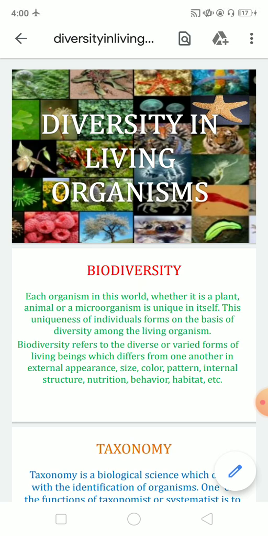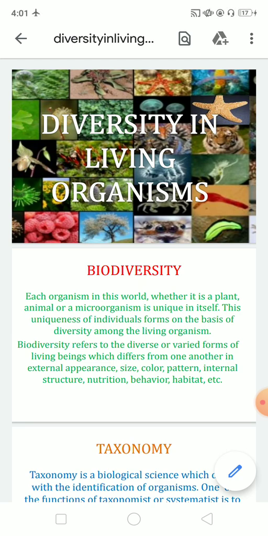Biodiversity refers to the diverse or varied forms of living beings which differ from one another in external appearance, size, color, pattern, internal structure, nutrition, behavior, habitat, etc. So each organism in the world, whether it is a plant or an animal or a microorganism, is unique in itself. This uniqueness of individuals forms the basis of diversity.